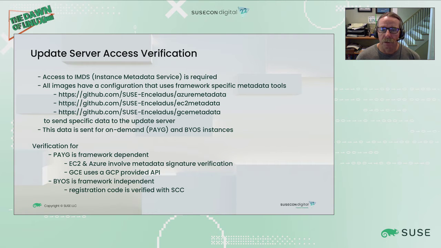Verification itself is framework dependent for pay-as-you-go instances. So in EC2 and in Azure, the verification involves metadata signature verification. And in Google, there's a GCP-provided API that is used to verify access eligibility of the instance. The BYOS access verification is framework independent, as the update server reaches back to the SUSE Customer Center and verifies the registration code that you provide.